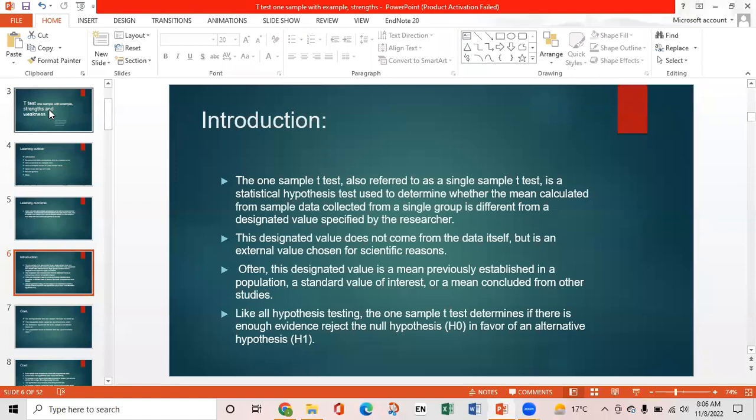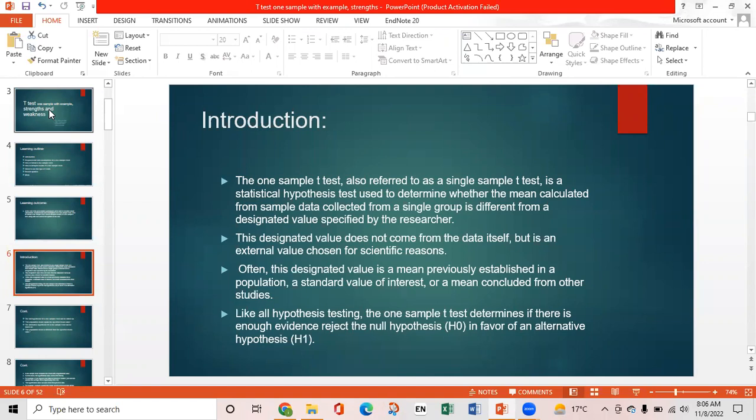This designated value does not come from the data itself, but it is an external value that is chosen for scientific reasons. Often, this designated value is a mean previously established in a population, a standard value of interest, or a mean calculated from other studies.